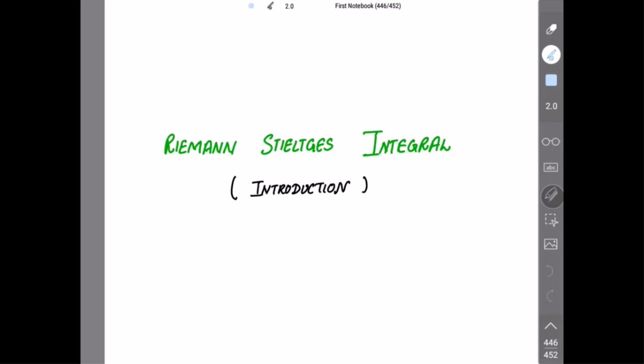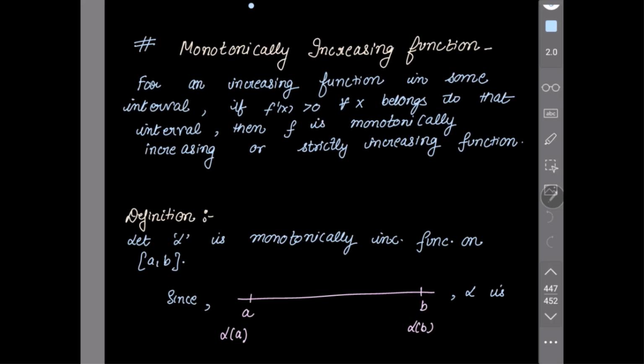Riemann Stieltjes integral introduction part. Let's recall the definition for monotonically increasing function. Now, what do you mean by a monotonic function? The functions are known as monotonic if they are increasing or decreasing in their entire domain. For example, the function e to the power x is an increasing function, and e to the power negative x is a decreasing function, right?